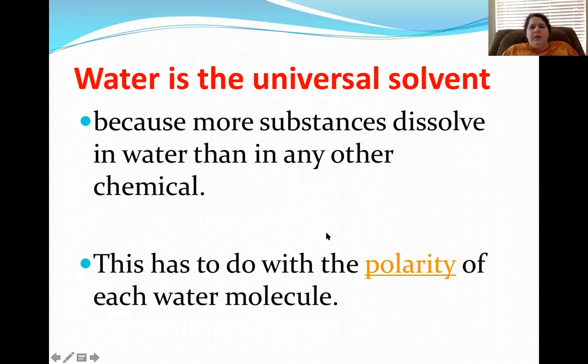So water is known as the universal solvent because more substances dissolve in water than any other chemical. Now that doesn't mean that everything dissolves in water. It just means that it dissolves more than other things. And that has to do with the polarity of each water molecule that we just discussed.